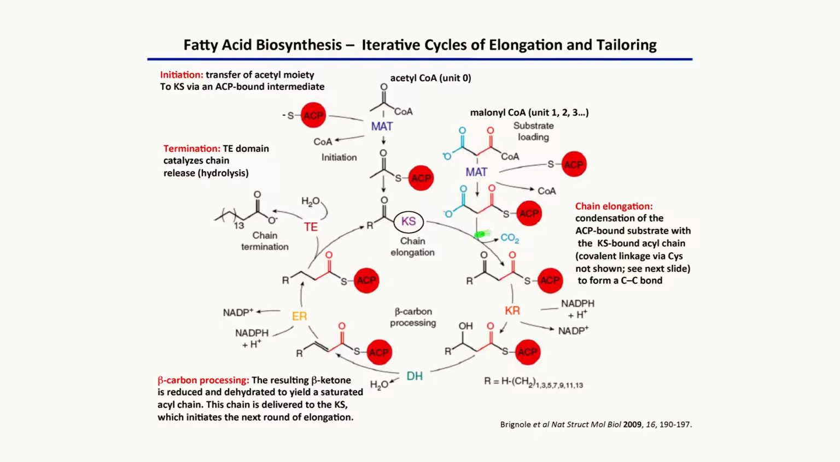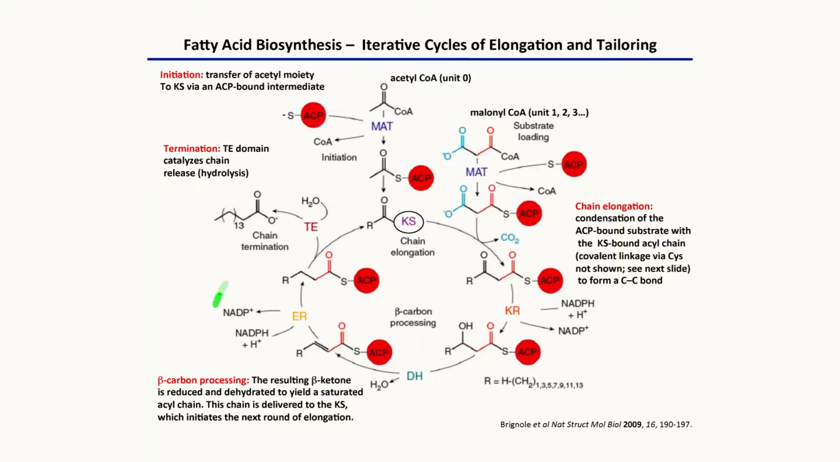And what do we see happening here? We have a chain elongation event, so Claisen condensation, catalyzed by the ketosynthase between the starter and the first extender to give us this beta-ketothioester. So once this carbon-carbon bond is formed, there's processing of the beta-carbon via those tailoring domains, the ketoreductase, the dehydratase, and the enoyl reductase. And so we see reduction of the beta-ketone here. We see formation of the alkene, and then we see reduction to get us to this point.